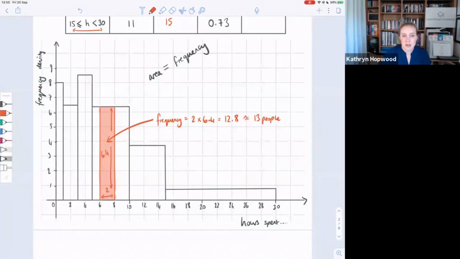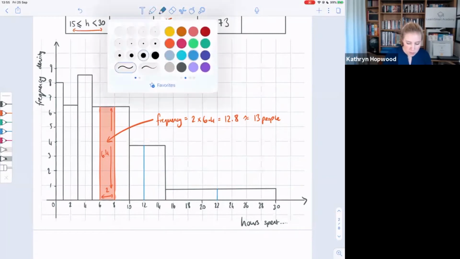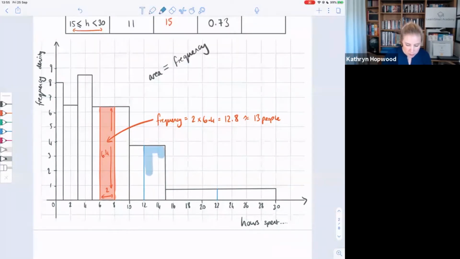The second thing they can ask you to do is to find the rough frequency between multiple ranges. So they could say, how many people watch TV approximately between 12 and 22 hours a week? What you'll notice now is this area, if we were to colour it in, this area now spans two different boxes, two different categories. It spans the category from 10 to 15 and the category from 15 to 30.